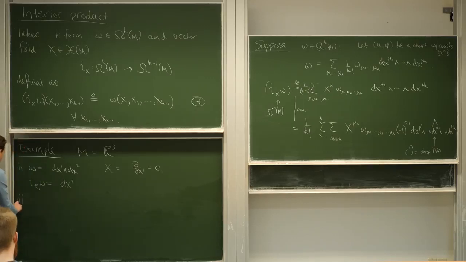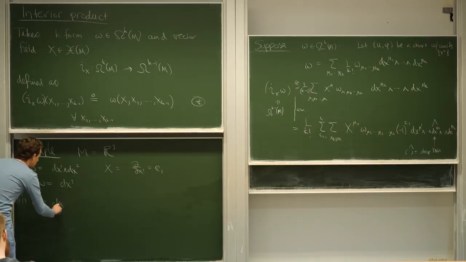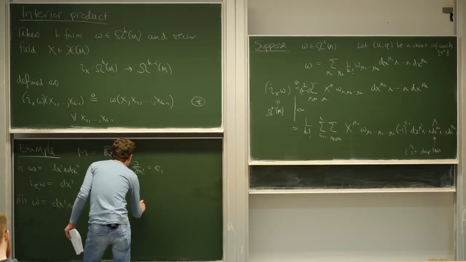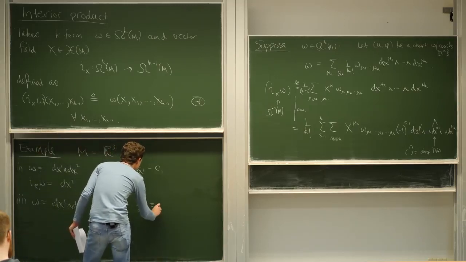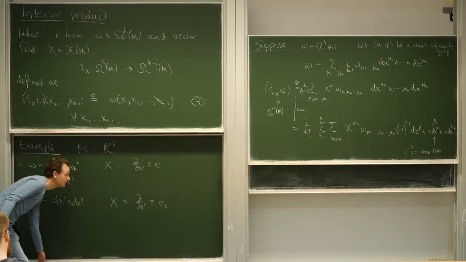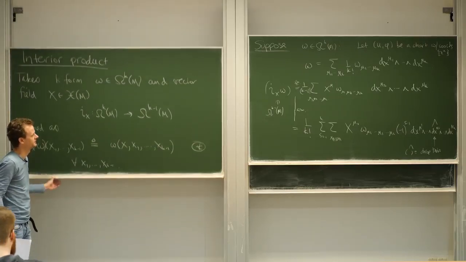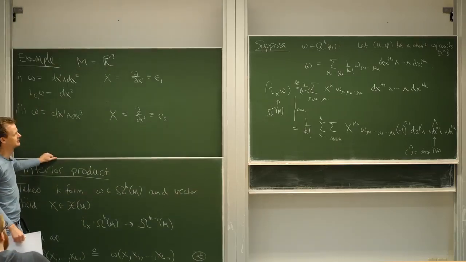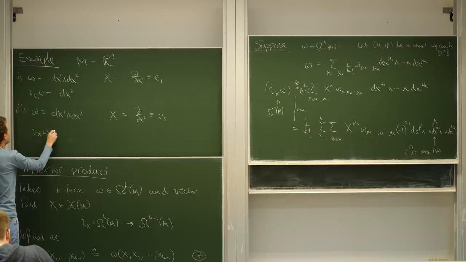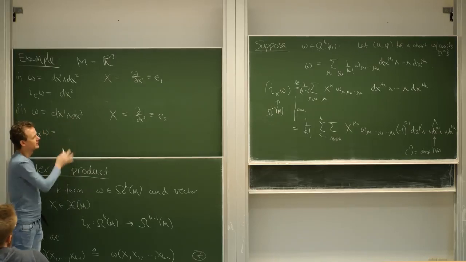And let's try another one. Omega is dx1 wedge dx3, say. And let's choose now for our vector field X d/dx3, just to highlight the anti-symmetry of the 2 forms here. So if we do the interior product of omega with X, then there's a couple of ways to work this out.